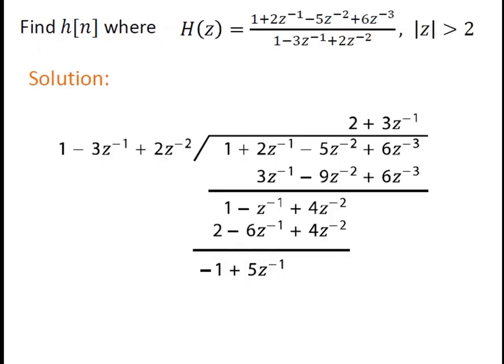Okay, now see one example for this, and here we are going to find h of n from h of z. So here we are having the negative power, so for solving such things, what we are going to do is we are going to convert that into a positive power, and after that only we are going to bring that to x of z divided by z formation.